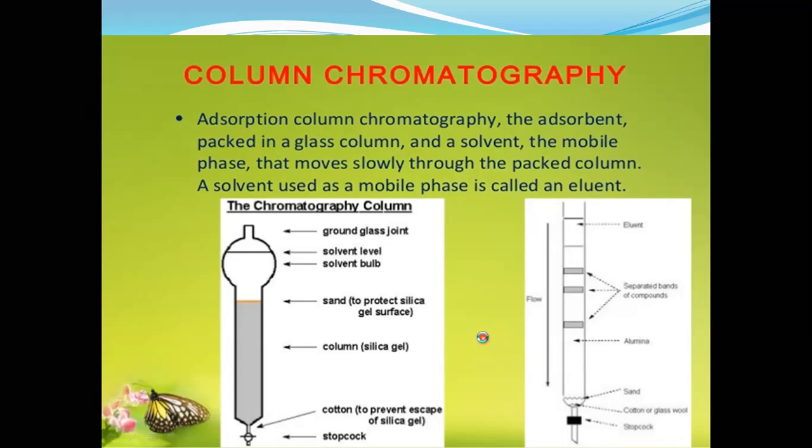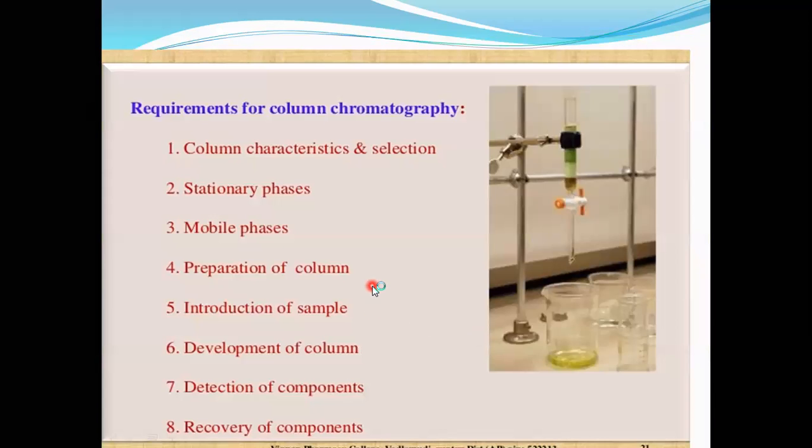And next, what steps are involved in column chromatography? How can we prepare a column chromatography technique? There are steps required: column characteristic selection, that is, selection of column, selection of stationary phase, selection of mobile phase, preparation of column, introduction of sample on the surface of the stationary phase, development of column, detection of compound, and recovery of compound. So these steps are involved in column chromatography.